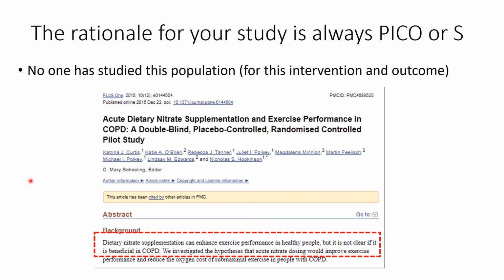So I've just given you a few examples here. It could be that no one has studied this population for this intervention and this outcome. So if you read this here, they say dietary nitrate supplementation can enhance exercise performance in healthy people. So that is saying this intervention can improve this outcome. That's kind of like a known. We know this, is what they're saying. But what is not clear is if it's beneficial in COPD. So what they're saying is what we don't know is whether it's useful in this population. So the unique aspect is the population.